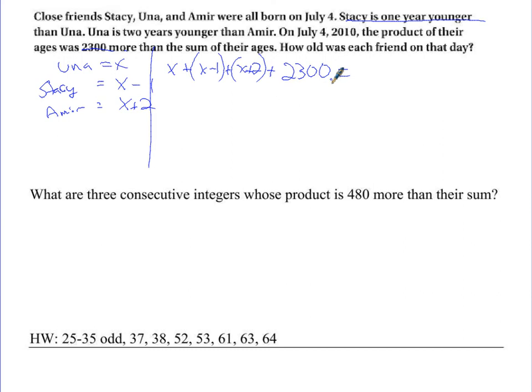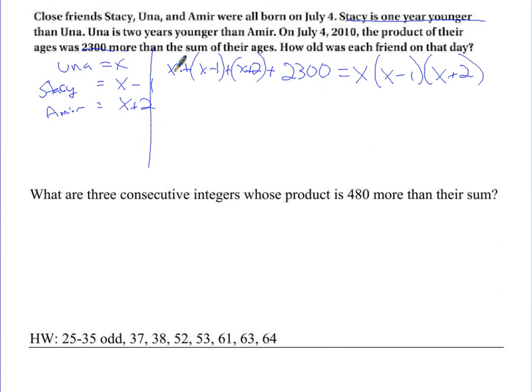To do the product of their ages, all I need to do is multiply all those ages together. So that's X times X minus 1 times X plus 2. On the left side, we have the sum of their ages plus 2,300. On the right side, we have the product of their ages, and that's exactly what that last statement is saying. So now from here, what I would do is simplify this down some. Then I would move this whole thing over to get it all on one side and then graph it.